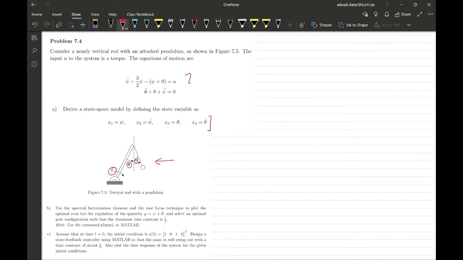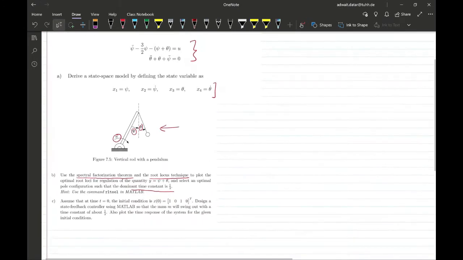So the differential equations governing this physical system are given here. We are asked to design a controller using spectral factorization and the root-locus technique. We will shortly see how we could combine ideas from these two seemingly not related concepts to design optimal controllers. The design constraint given to us is that the time constant should be 1/3. And eventually we are asked to simulate the system responses for a given initial condition, which is given here.